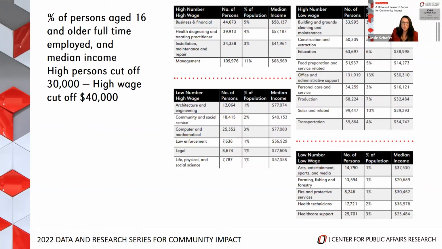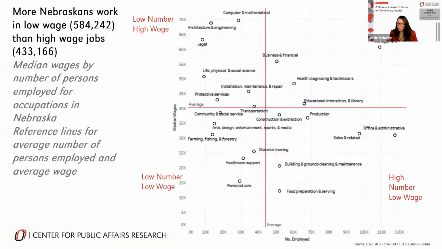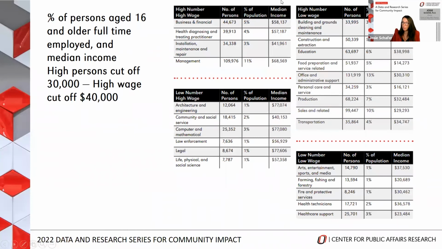So now I show this graph a lot, and it breaks a lot of rules, but it also does a lot of really good things. So just to walk you through it, if you haven't seen me do it, on this axis, we have the number of people employed on the horizontal axis. On the vertical axis, we have median wages. So showing number of persons.